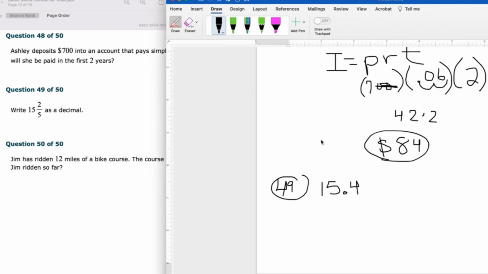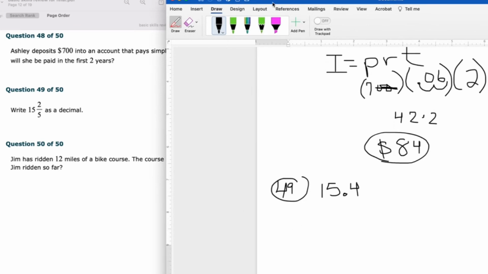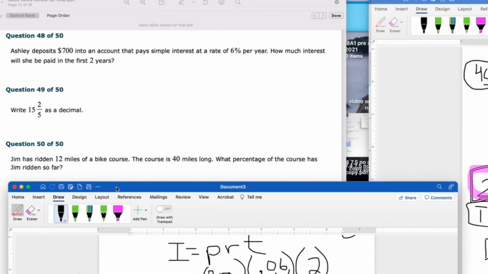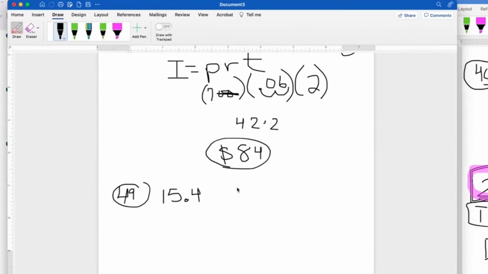Okay, last one. Question 50. Jim has ridden 12 miles of a bike course. The course is 40 miles long. What percentage of the course has Jim ridden so far? So he has ridden 12 out of 40 miles. So let's write 12 out of 40. This is question number 50.